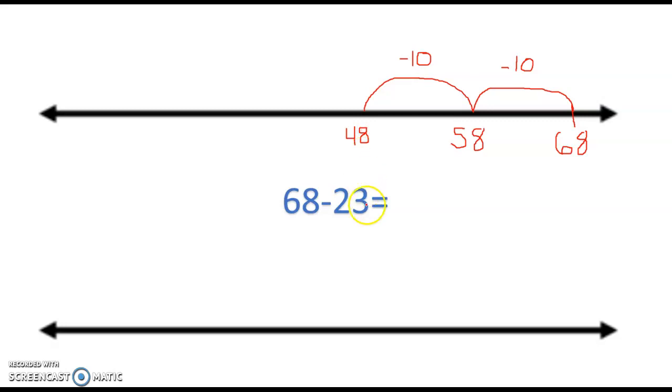Now we're taking away 3 ones. So we've taken away our 2 tens. Now we're taking away 1, 2, 3 ones. So now I can just count backwards by ones. So 48, 47, 46, 45.